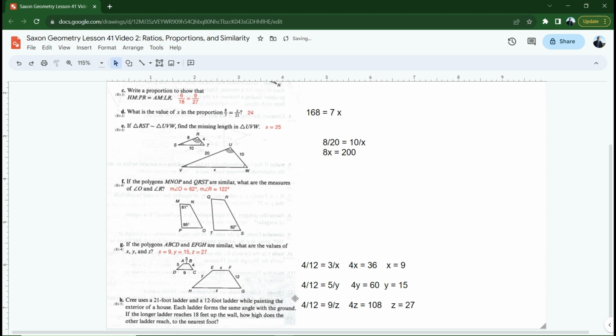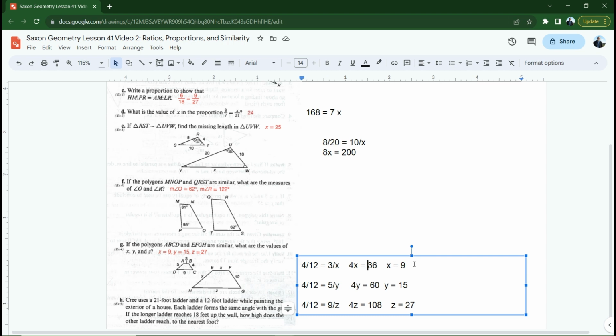Yes. And then lastly, Cree uses a 21-foot ladder and a 12-foot ladder while painting the exterior of a house. Each ladder forms the same angle with the ground. If the longer ladder reaches 18 feet up the wall, how high does the other ladder reach? Well, these are going to be similar triangles. I know there's going to be a 90-degree angle. The angle with the ground is the same, and that means that the angle with the house also has to be the same. So let's figure this one out.